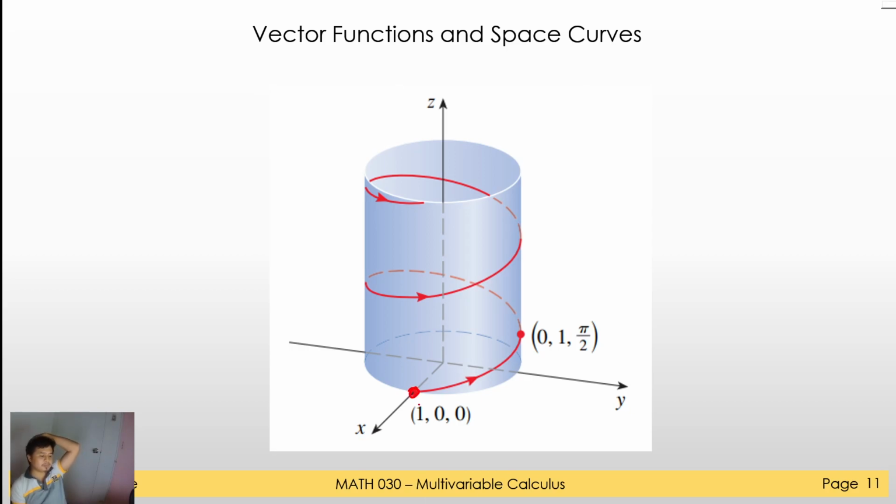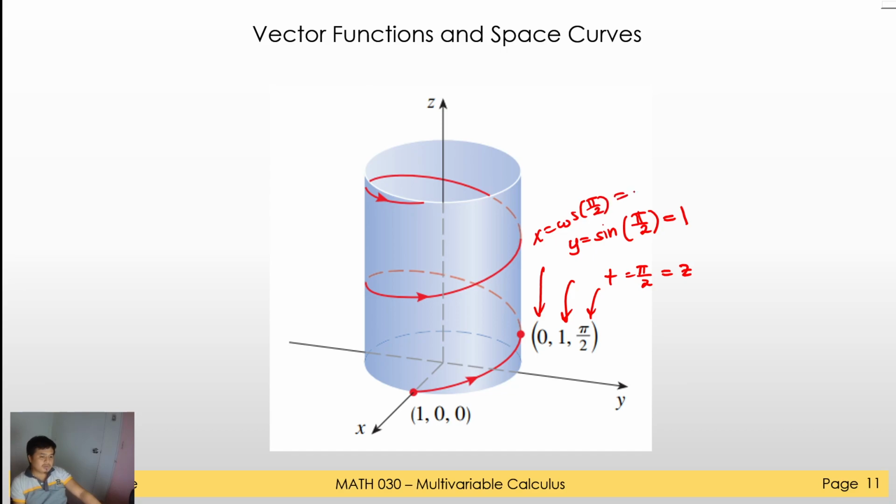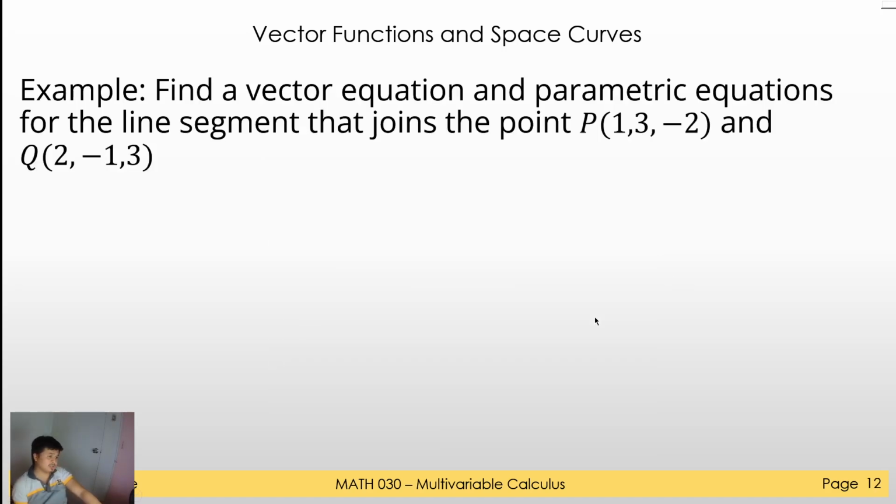We have the first point when t is equal to 0, and then let's say up to t is equal to pi over 2. So if this is pi over 2, we have here t is equal to pi over 2. When y is equal to sine pi over 2, we know that is 1. And when x is equal to cosine pi over 2, which we know is 0. Okay, so that is how you graph a space curve using the vector valued function.